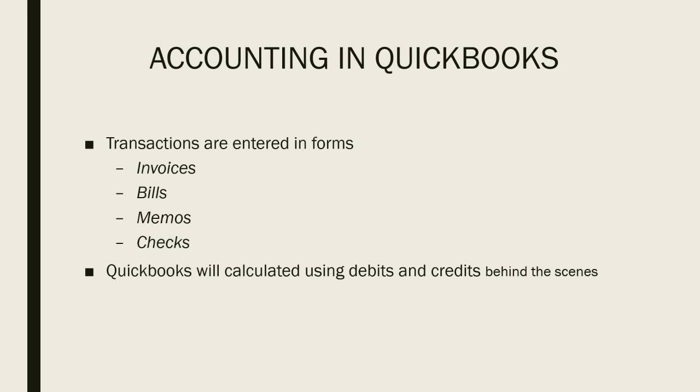Credit memos, you can use that saying, okay, I need to make a return and allowances. And then writing a check, obviously, I'm decreasing my cash. So QuickBooks will associate by you entering all this information in. It will do the work for you.